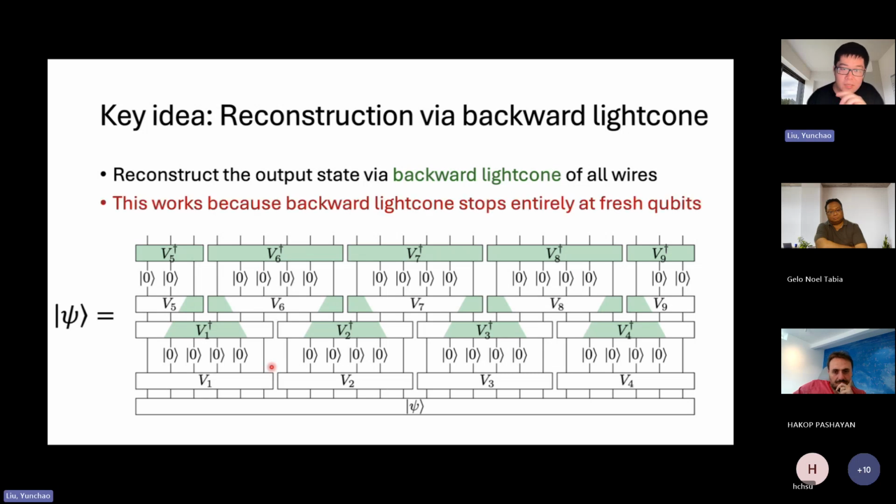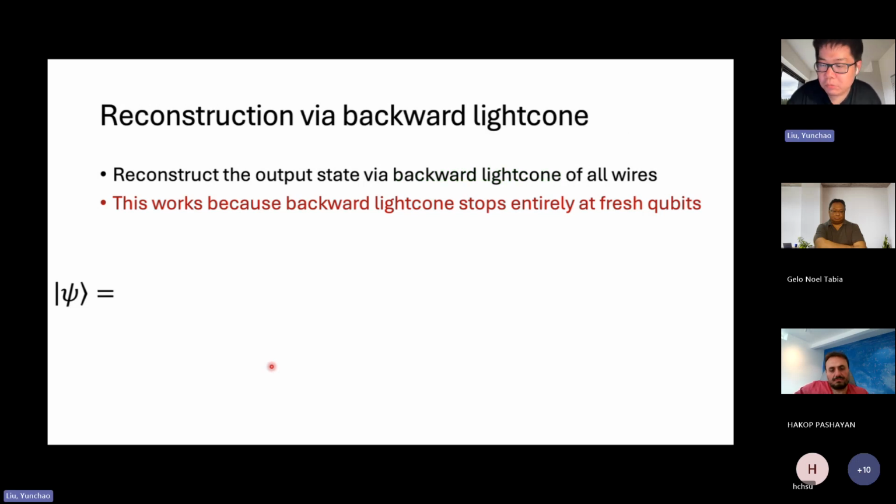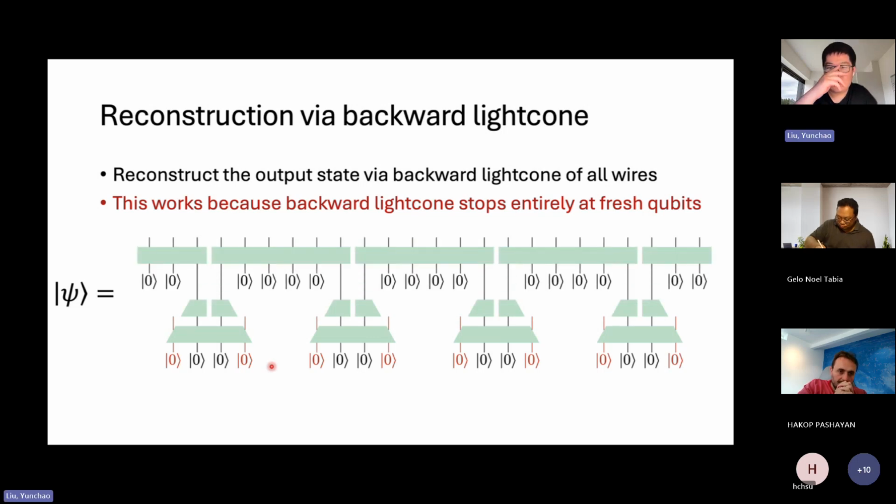And we can argue that, overall, the green circuit is the reconstruction for our unknown quantum state because that backward light cone, which is the green color, stops entirely at fresh qubits. Okay. So just to be more precise, how exactly do we reconstruct the unknown state psi? Well, we just do the following. We prepare a lot of states in the zero state, and we just implement the green circuit. And there are some extra qubits that we have used in the process, which we have colored in red. But there's one thing we know, which is after everything, the state that lives on the top is the state psi.